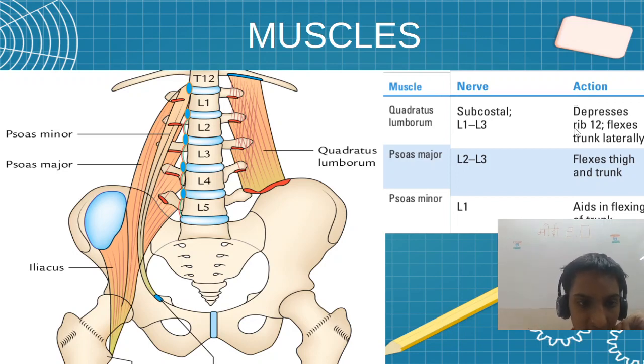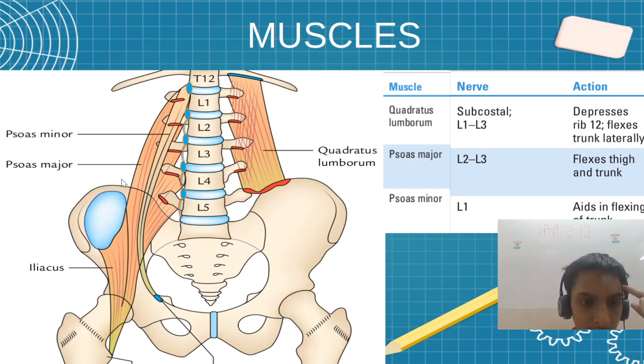Let us see the minor. Minor is coming from T12. Okay. Inserting into the pubic symphysis. Remember this: T12 to pubic symphysis. Supplied by L1. Okay. And I told you the functions. All will do the flexion of the trunk.